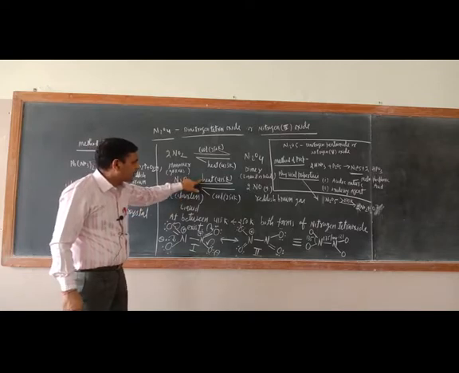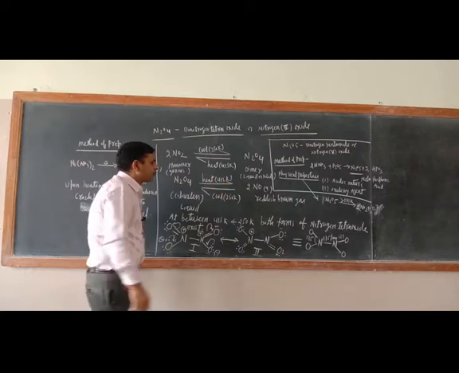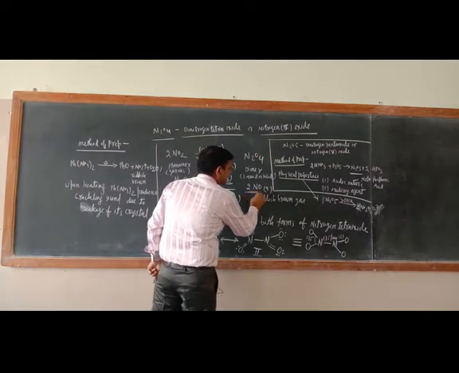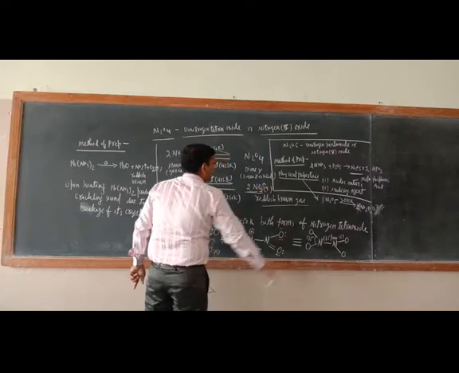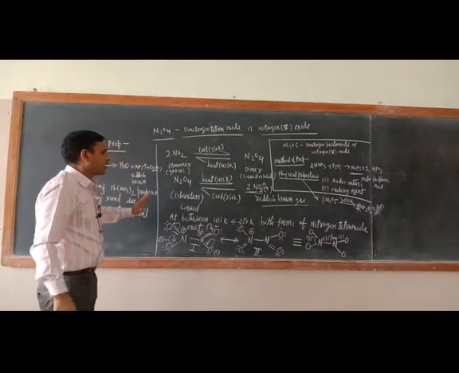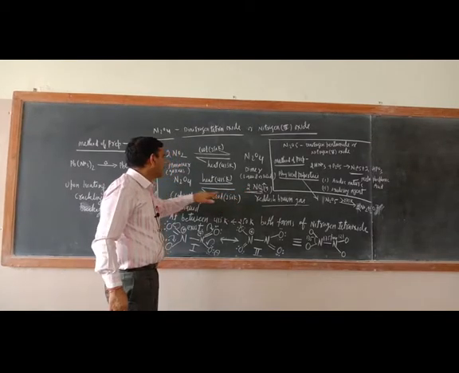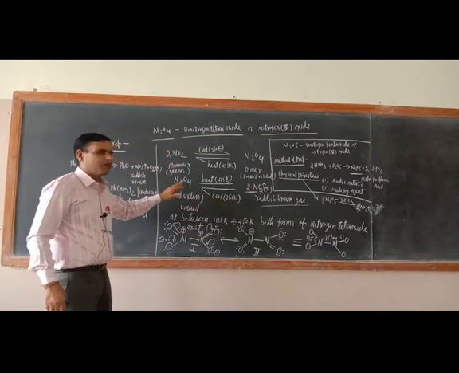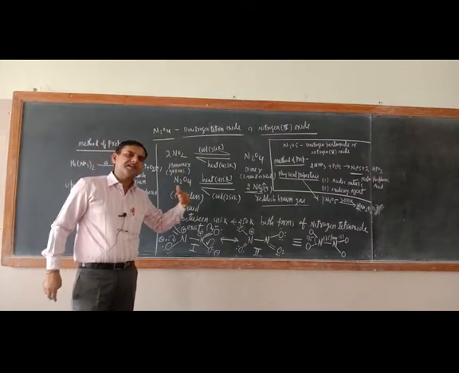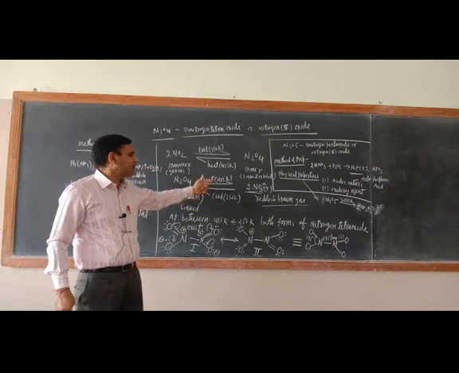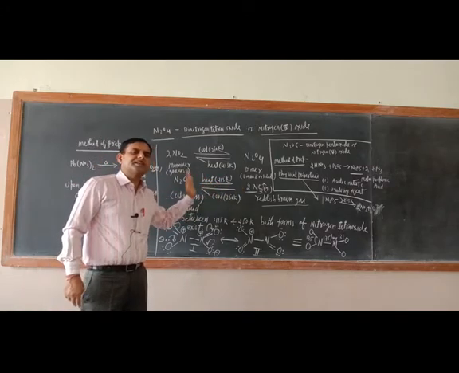If you are heating up to 415 Kelvin, then you will get the reddish brown color gas, that is NO2. Now the same gas, if it is cooled up to 250 Kelvin, then you will get N2O4. There is a temperature range between 250 Kelvin and 415 Kelvin where both forms exist. This is the equilibrium.